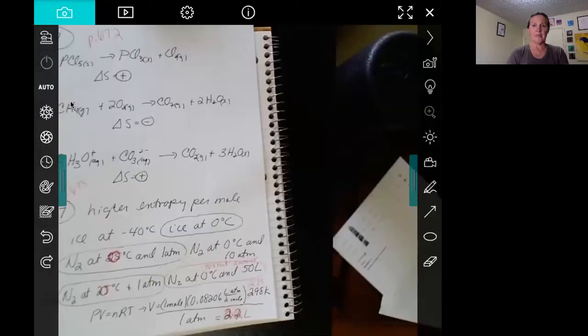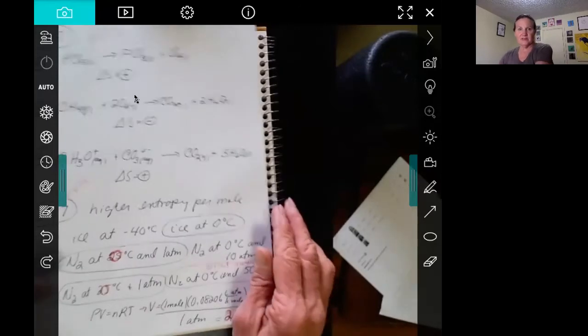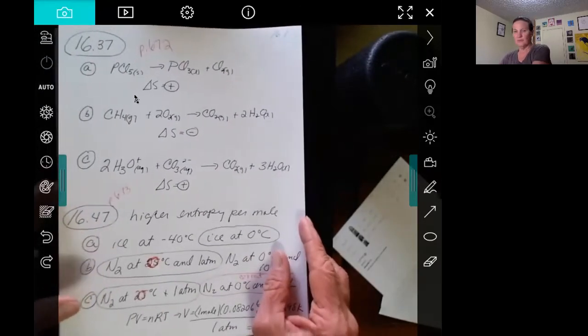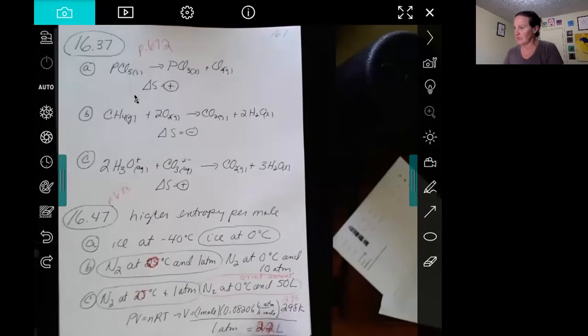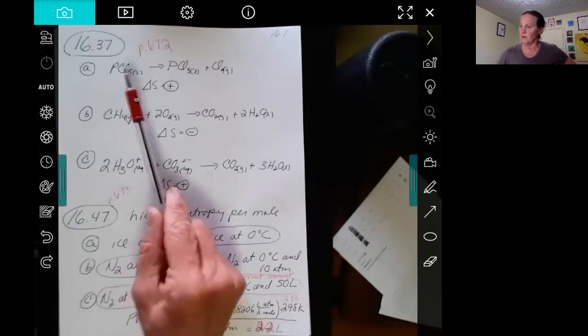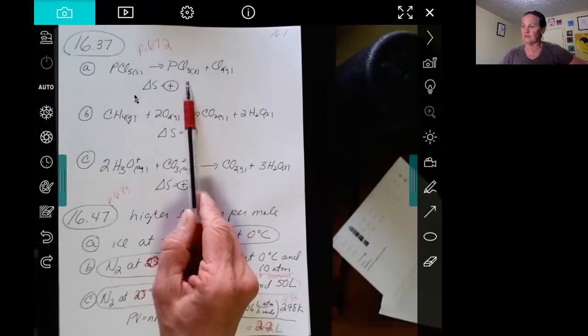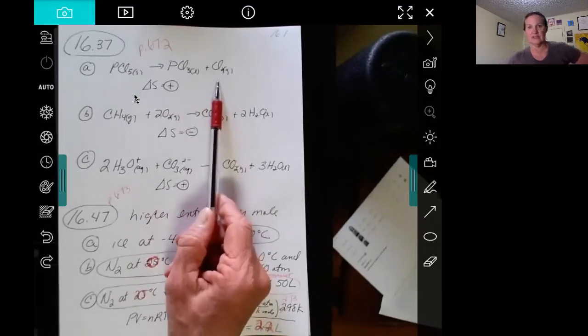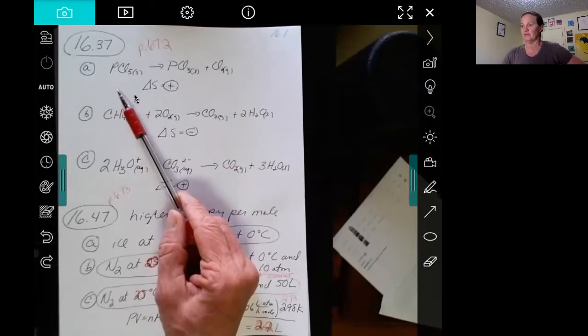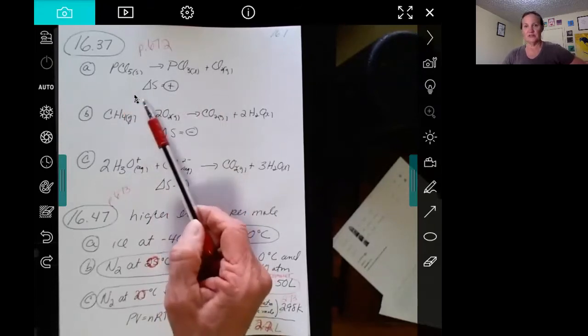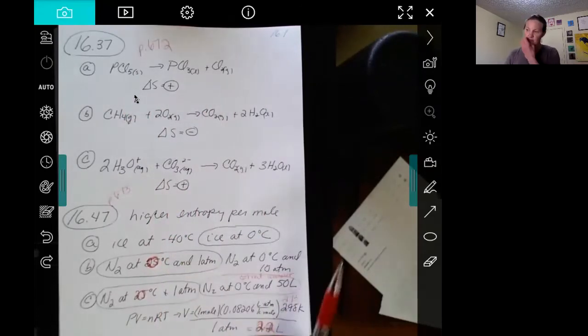Okay, and then share the screen. Okay, so now you should see the document camera with problem 37, and we have a mole of solid PCl5 going to a mole of PCl3, which is a liquid, and a mole of chlorine gas. So based on what we understand about phases, the entropy should increase going from reactants to products.